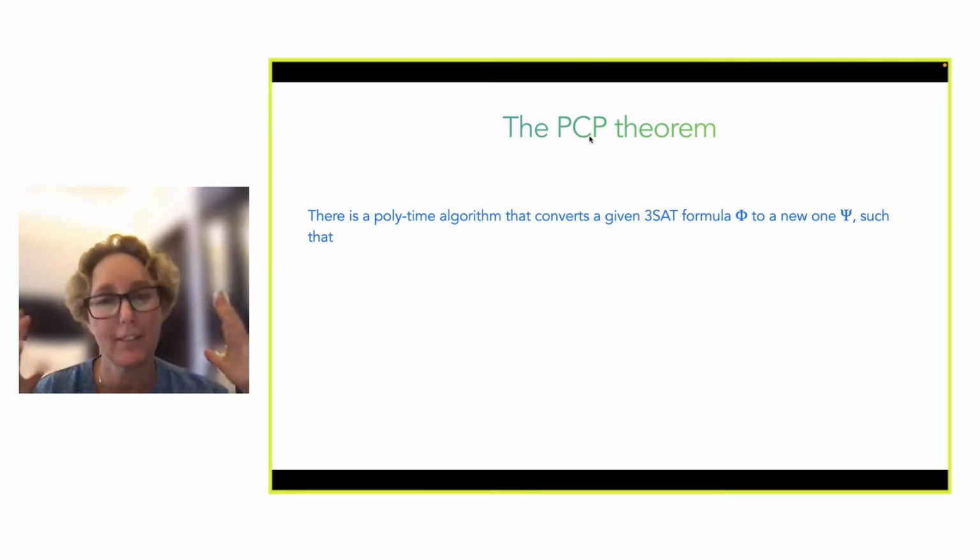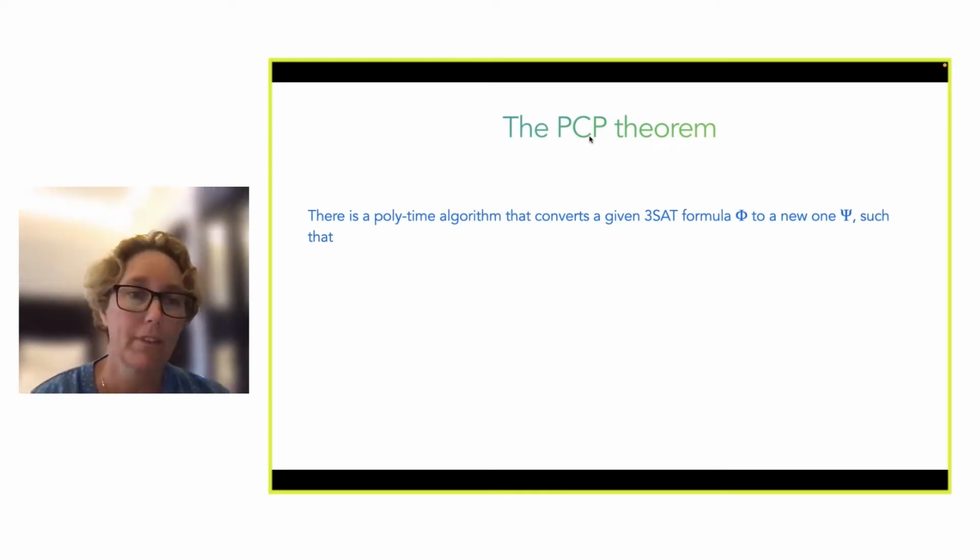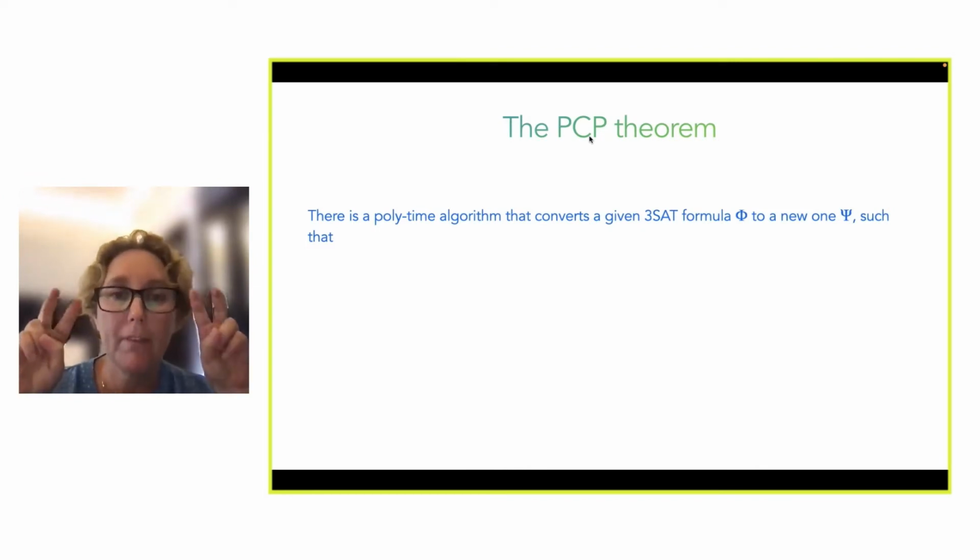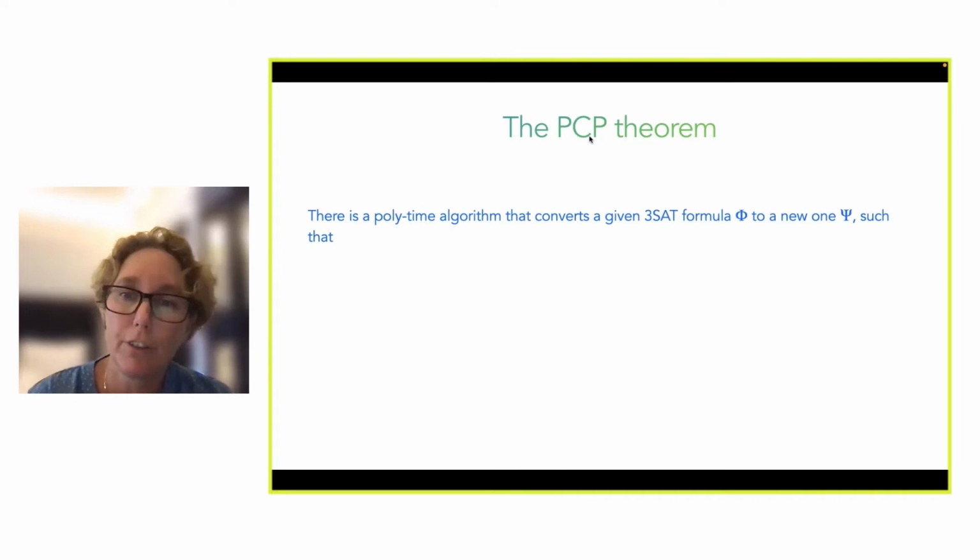Okay, so 3-SAT is a celebrated NP-hard problem. So if I prove the PCP theorem for it, it's okay. By reductions, it applies to everything else. So what does the PCP theorem say? It says, if I start with a 3-SAT formula phi, there is a polynomial time algorithm, the PCP algorithm, that converts the formula phi to a new one, psi. And psi has two properties.